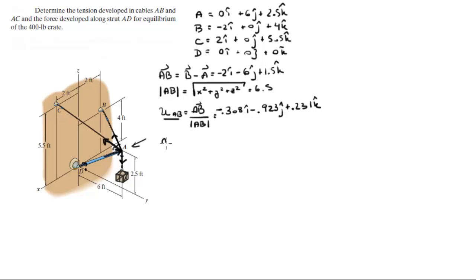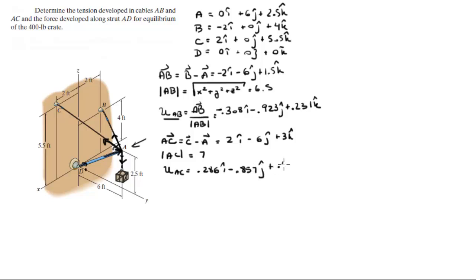So let's find AC now. AC is C minus A, which is equal to 2I. I'm going to move a little quicker, okay guys? Minus 6J plus 3K. Magnitude of AC, found the same way as the other one, is 7 exactly. So unit vector AC should come out to be 0.286 in the I, minus 0.857 in the J, plus 0.429 in the K. We got this other tension now.